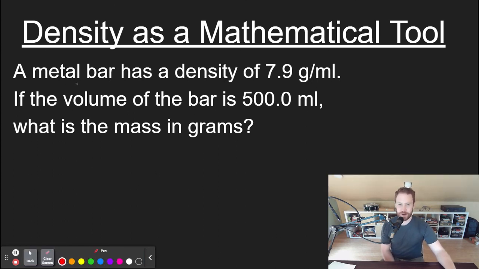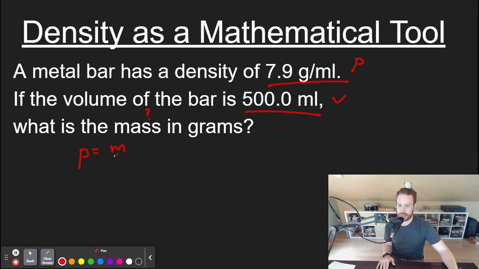Okay, we have a metal bar. We know they changed the controls on this program since the last time I recorded a video, so I'm getting used to these new changes. Sorry about that. We know the density is 7.9 grams per milliliter. We also were able to figure out that the volume of the bar is 500.0 milliliters, and we want to know mass. So we're still going to use this equation.